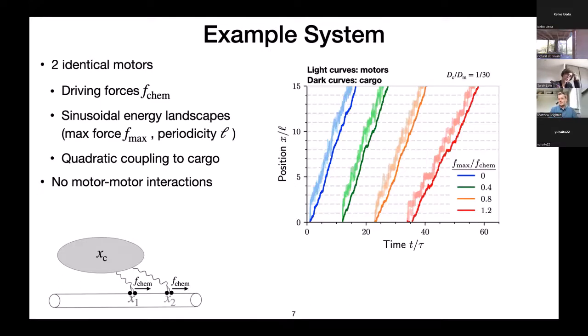So really with this very simple model, we can simulate a wide range of different types of motor dynamics. And just as an aside here, we've done some rough calculations, and for kinesin 1, it seems like this ratio is on the order of 0.4 to 0.8, so the green or orange curves in this figure.